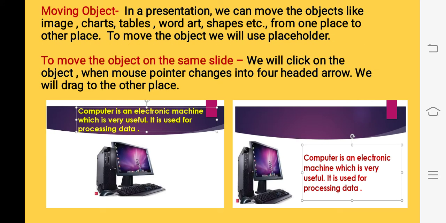Moving object. Children, if you want, we can move objects like images, charts from one place to another place, from one slide to another slide. To move the object, we use placeholders. Now we will understand how we can move the object on the same slide. Children, to move the object on the same slide, we click on the object, and when our mouse pointer changes into the four-headed arrow, we drag it to another place. As you can see, we have changed the place of the text object on our slide.